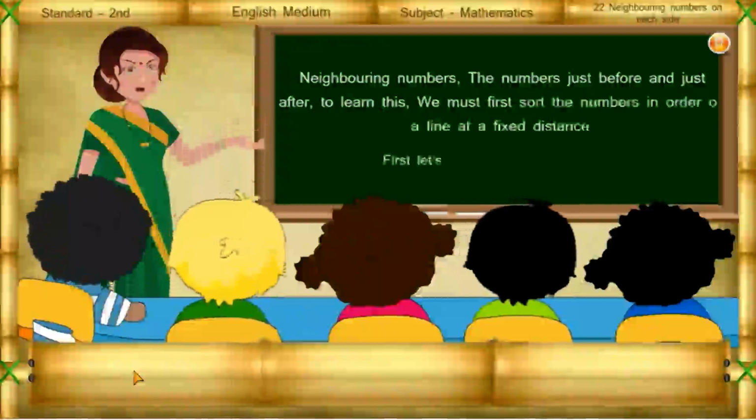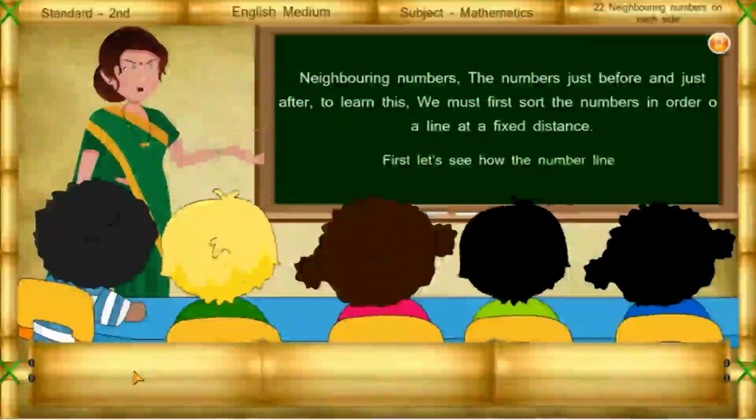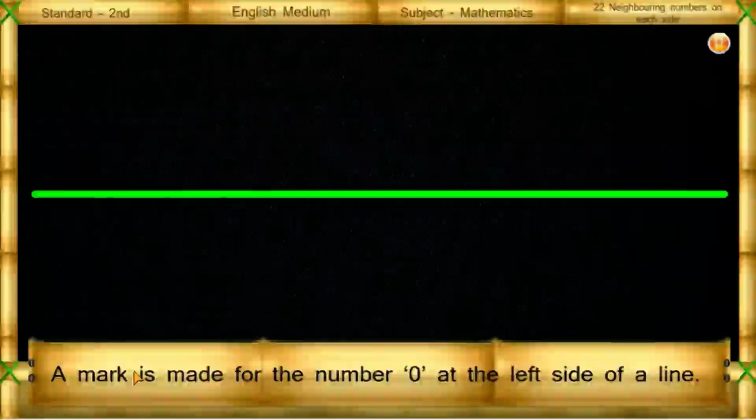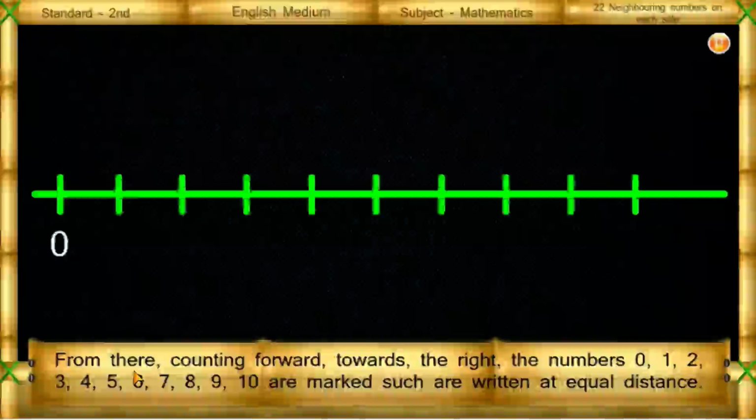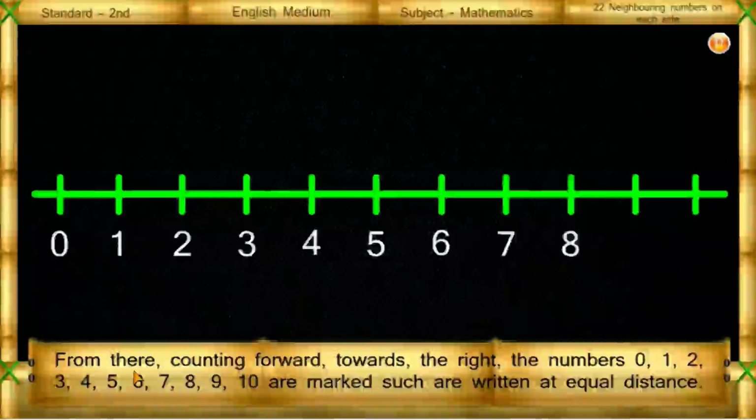First, let's see the number line. A mark is made for the number 0 at the left side of a line. From there, counting forward towards the right, the numbers 0, 1, 2, 3, 4, 5, 6, 7, 8, 9, 10 are marked. Such numbers are written at equal distance.